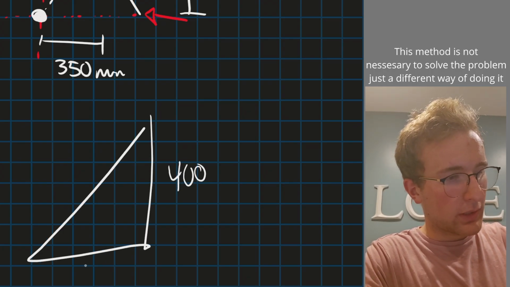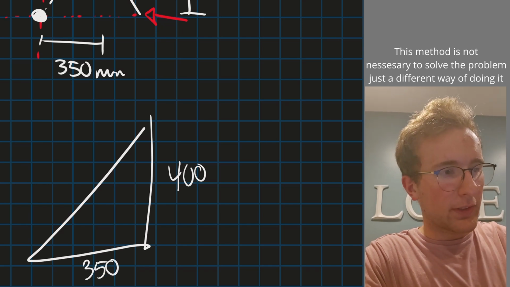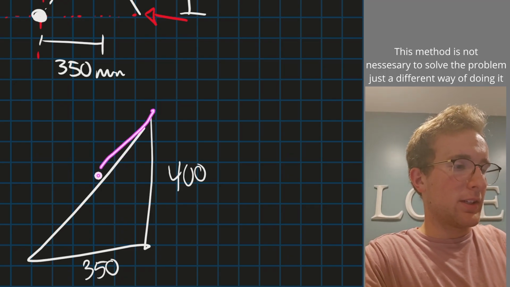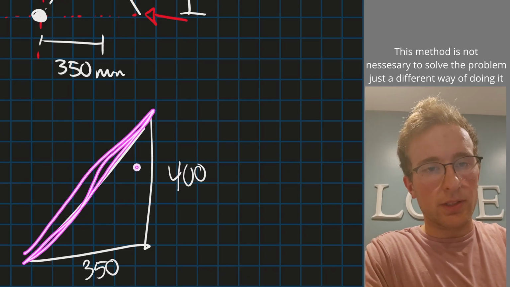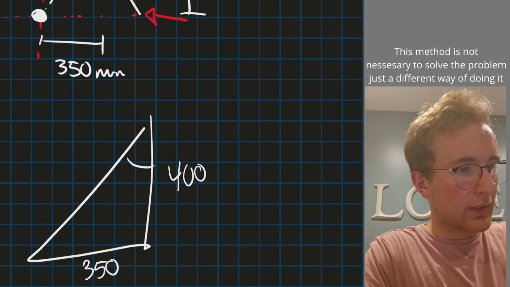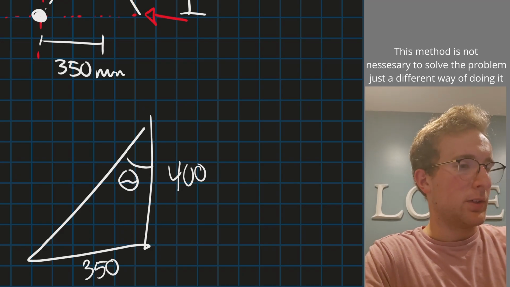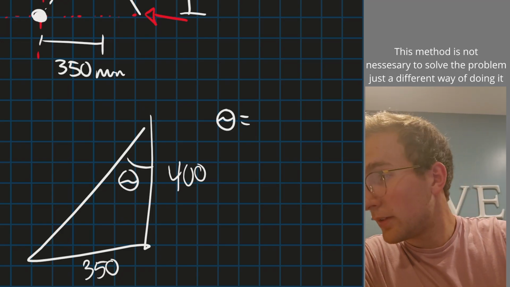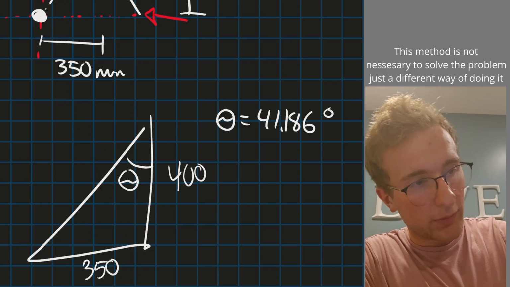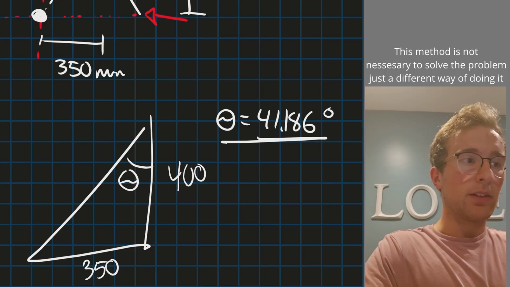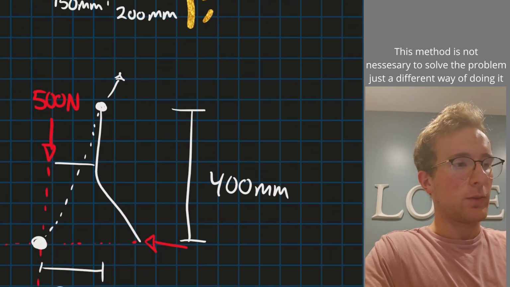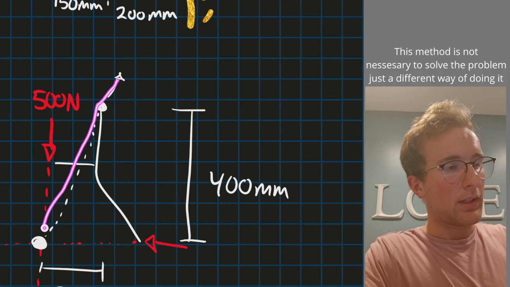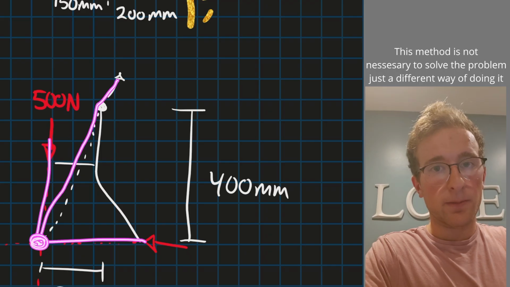So 400, 350. So the force vector must be in one of these directions, right? Its line of action must go like that. So we can find that angle right there from trig. We get theta equals 41.186 degrees, right? So we just found the angle of that reaction force at that pin purely from knowing that all three forces must intersect at a single point.